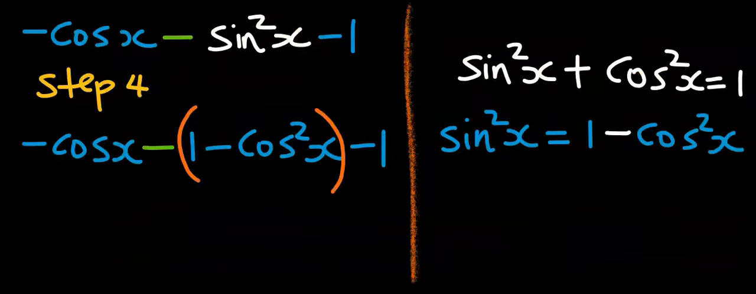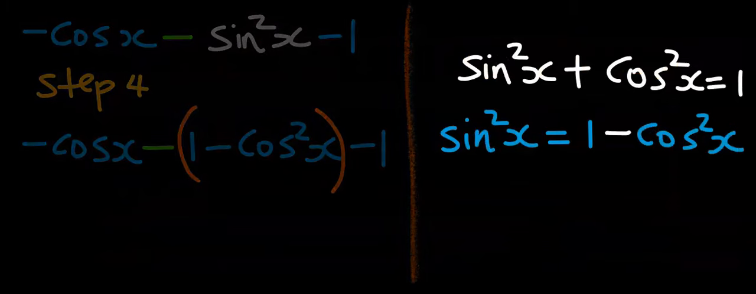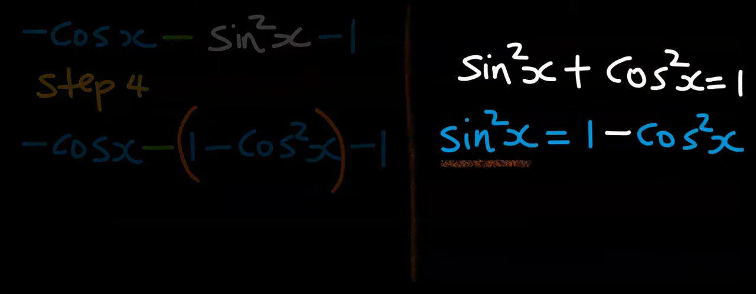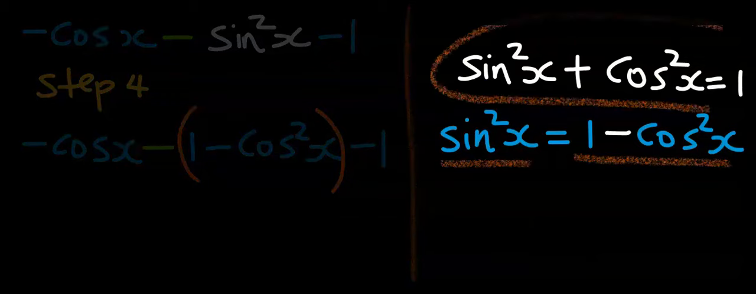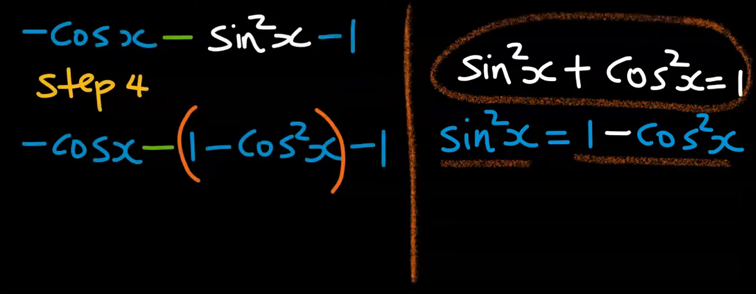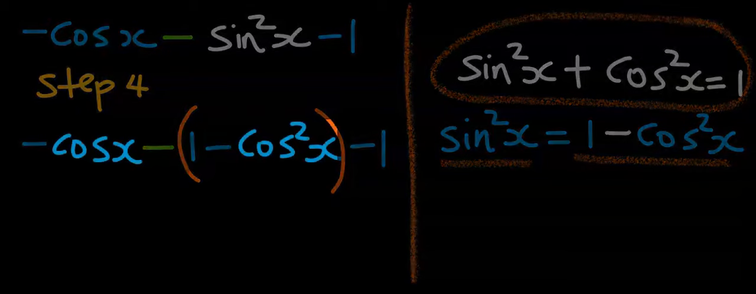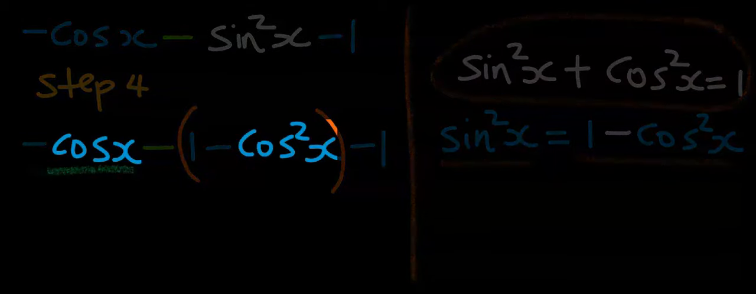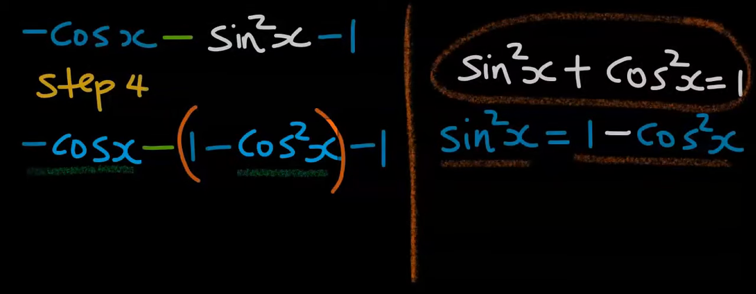Hence, in step number 4, instead of sine squared x, I will now write 1 minus cos squared x, which we obtained from this identity by making sine squared x the subject. Hence, I've achieved my aim by making everything in the function to be cos x.